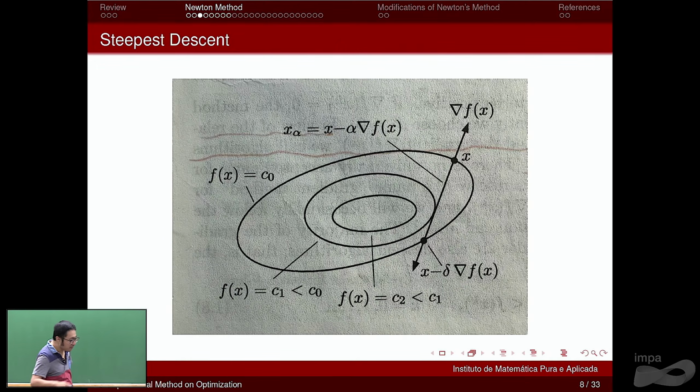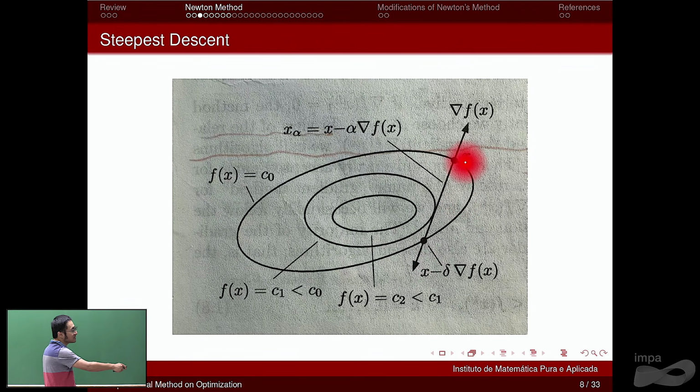Before we give a geometric interpretation of Newton method, we go back to the steepest descent, which is the gradient method. Here we have a point x. This is a gradient, along which direction your function value will increase, but along the inverse, which is the negative gradient, your function value will decrease.